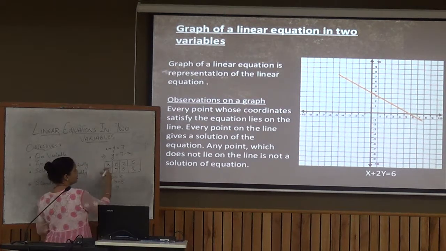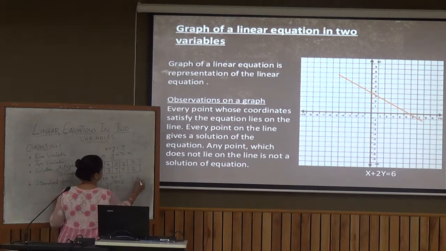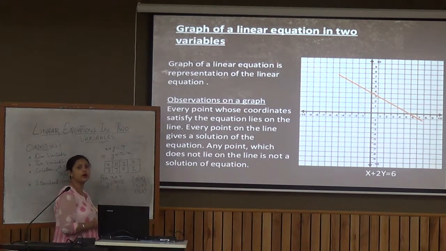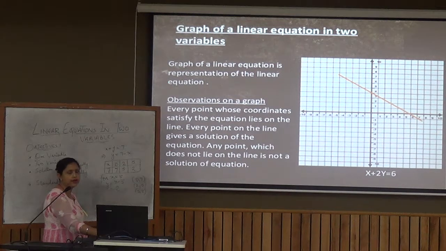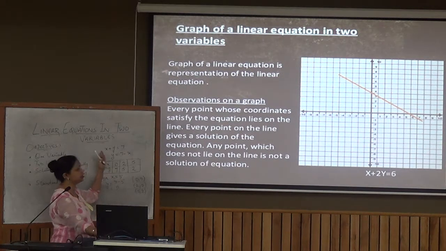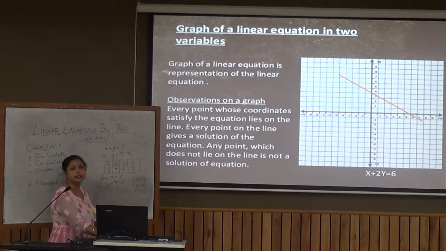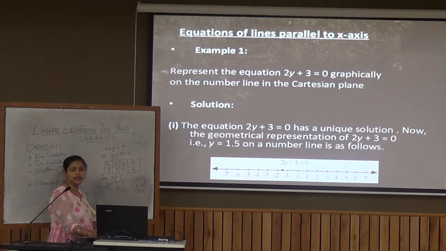If I jot these all down as coordinates, I will get three coordinates here: (0, 7), (2, 5) and (5, 2). These coordinates will help you plot the points on the graph paper, and after plotting them we will get a straight line representing the equation x plus y equals 7. Okay, so this is the second way we can get the solution of linear equations.